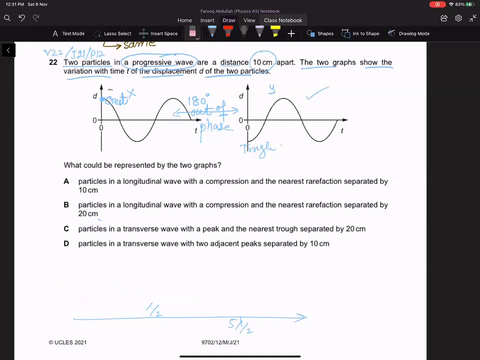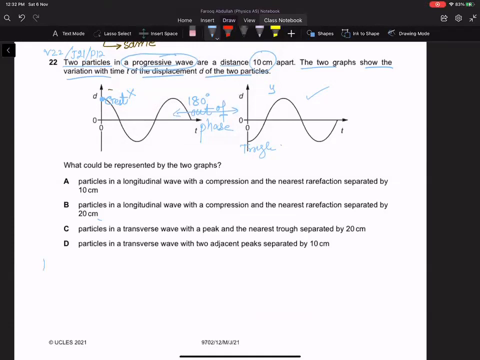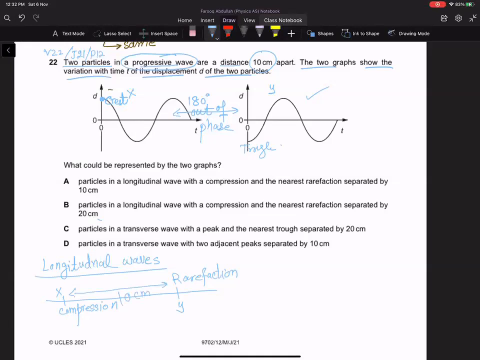Now what we have to understand is that if it is a longitudinal wave, then what could be x and y? For a longitudinal wave, the antiphase particles are compressions and rarefactions, you can say that. So if x is a compression, then y should have been a rarefaction. This is the first idea, if it's a longitudinal wave. And obviously their distance is 10 centimeter.